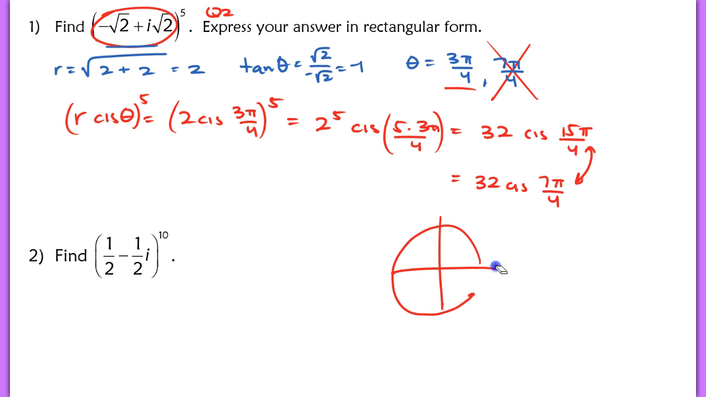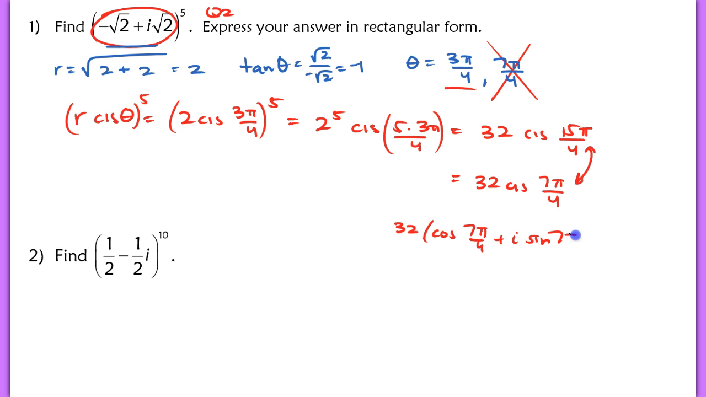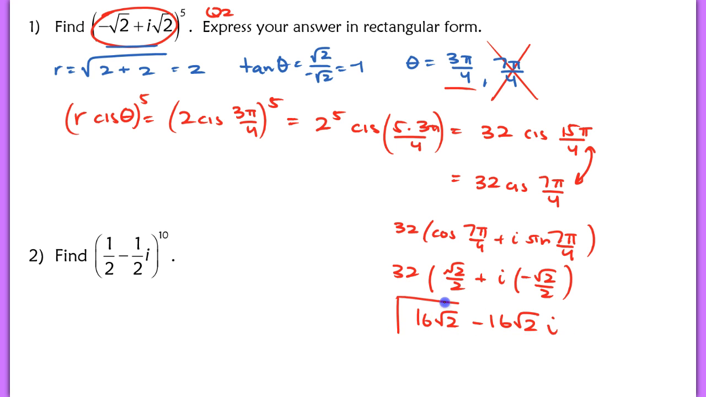You don't have to do that. I just find it helpful to always rewrite it. All right, so I'm going to evaluate 32 cis 7 pi over 4. So that's 32 times the cosine of 7 pi over 4 plus i times the sine of 7 pi over 4. So I end up with 32. The cosine of 7 pi over 4 is going to be positive, so I have root 2 over 2. And then the sine of 7 pi over 4 is going to be negative, root 2 over 2. So I have 16 root 2 minus 16 root 2 i. And that is this product here written in rectangular form.